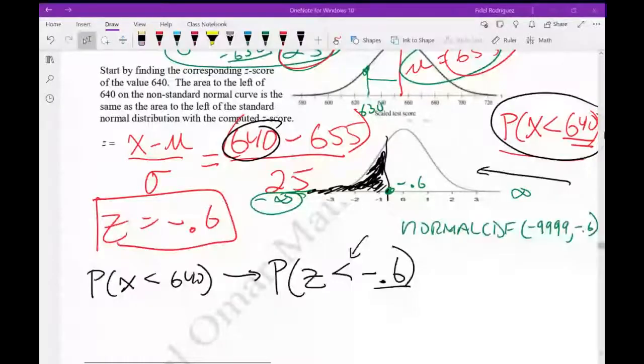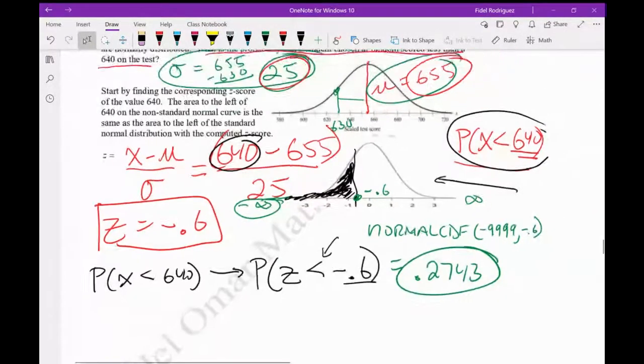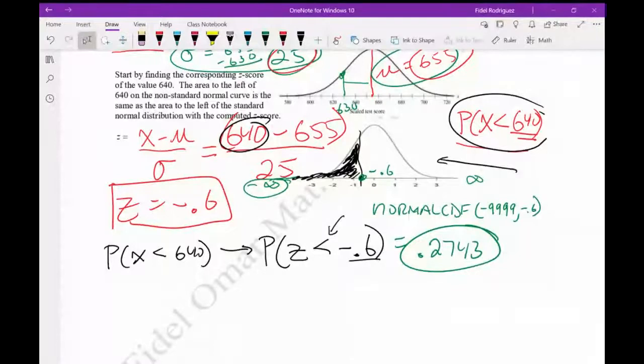And stop this part right here. Come back to the notes. Here we go. And we came up with 0.2743. And so, in essence, that's what we were doing for these problems here, okay?